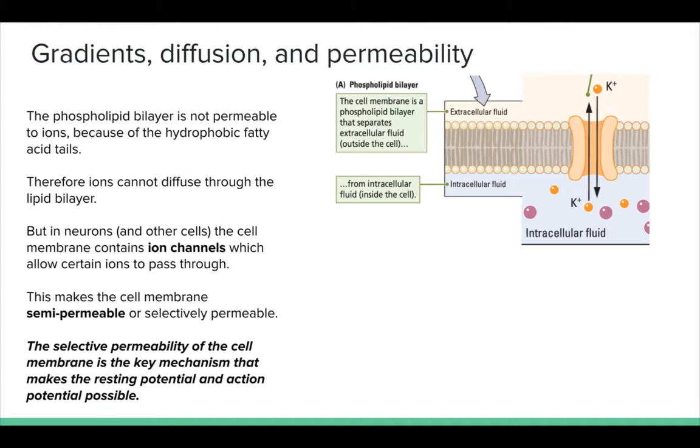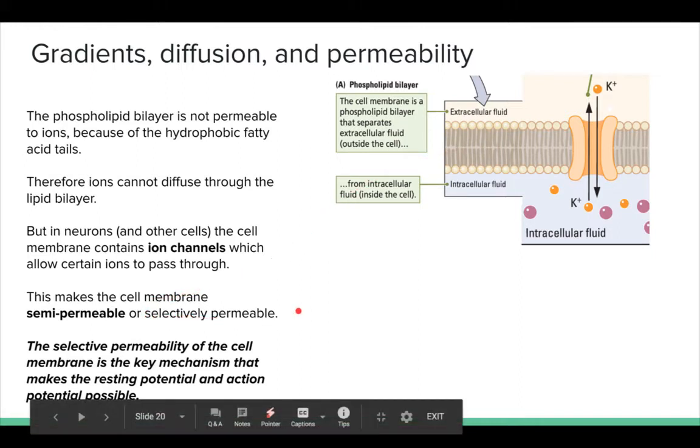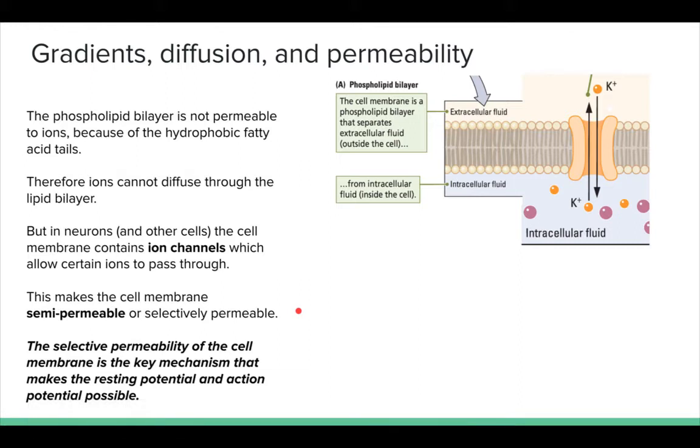So I've used this word before. This makes the membrane not impermeable, it makes it semi-permeable. Or another way to put this is that it is selectively permeable. And this property of selective permeability of the membrane, this is the key mechanism that makes the resting potential and the action potential possible. So if you can understand what this selective permeability means, and if you can think in a mechanistic way about what happens to ions through selectively permeable membranes, you're going to be able to understand the resting potential and the action potential. And I think the book actually has a very nice toy example that illustrates this. And I'm going to walk us through it now.